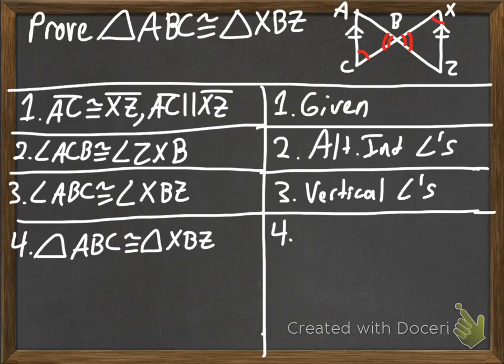So we look, we have triangle ABC is congruent to triangle XBZ. We look at our picture, we have angle, angle, and a side, and the side corresponds to the same angle. So we can say that it's true by angle, angle, side. And those are two proofs for angle, side, angle, and angle, angle, side.